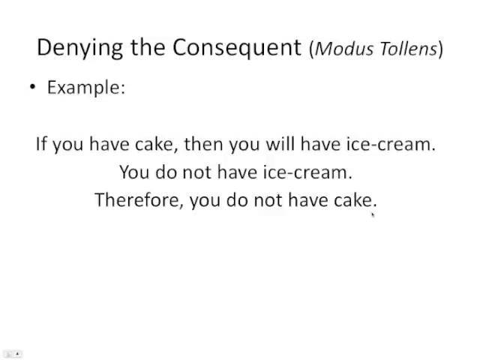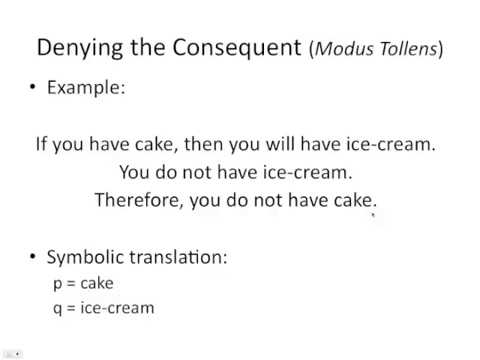The symbolic translation for this argument looks like this. First, to start off, we'll define our terms again. P is going to be cake, Q is going to be our ice cream. And so the symbolic translation looks like this. If P then Q, the same proposition as modus ponens, where we had the implication if P then Q, P leads to Q. But now here's where you see the difference. The second proposition states that we do not have our ice cream. So there is no ice cream. And the conclusion that we make, therefore, there is no cake. So if P then Q, not Q, therefore not P.